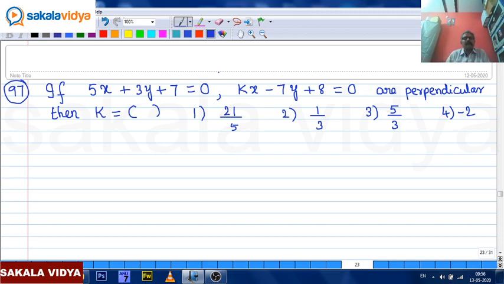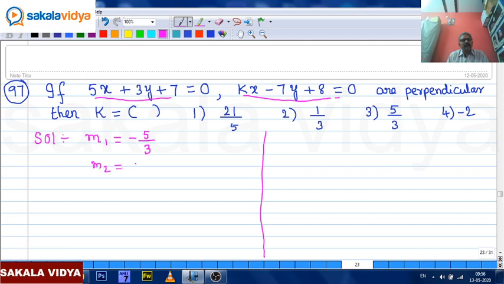Okay. These two lines are perpendicular. Since these two lines are perpendicular, product of the slopes is equal to minus 1. Okay, first let us do first method. Solution. Slope of the first line m1 equals minus 5 by 3. Slope of the second line m2 is equal to minus k by minus 7, that is k by 7. m1 into m2 is equal to minus 1.